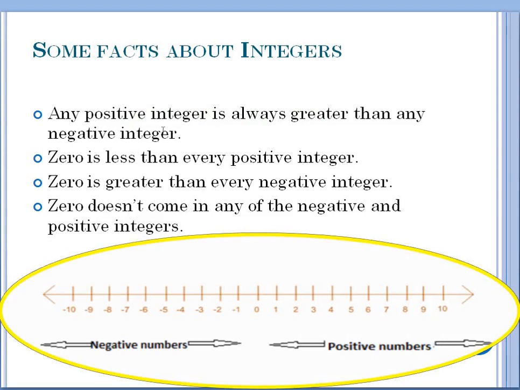Some facts about integers. Any positive integer is always greater than the negative integer. 0 is less than every positive integer. 0 is greater than every negative integer. 0 doesn't come in any of the negative and positive integers. That is, 0 is considered neither positive nor negative.